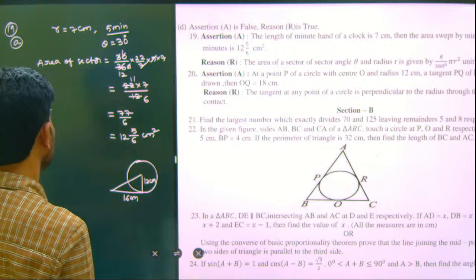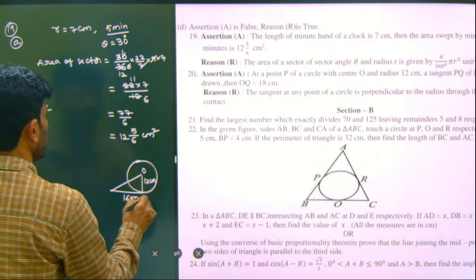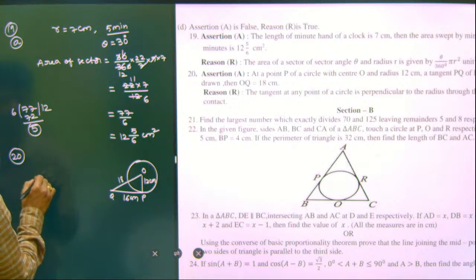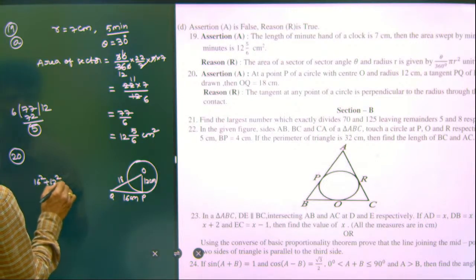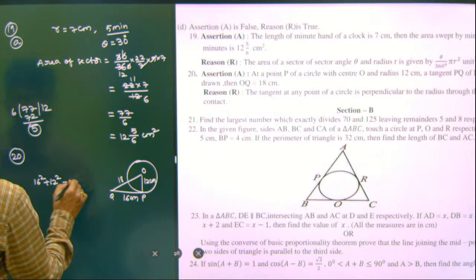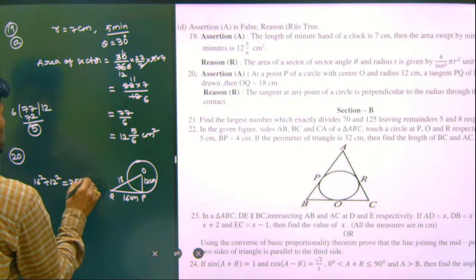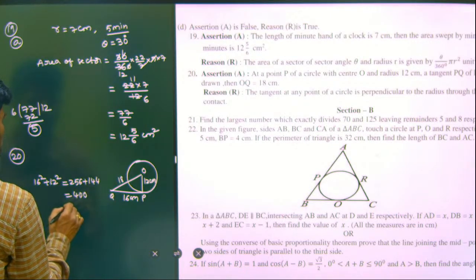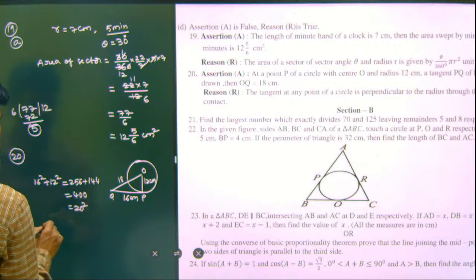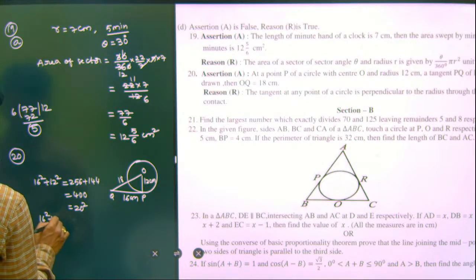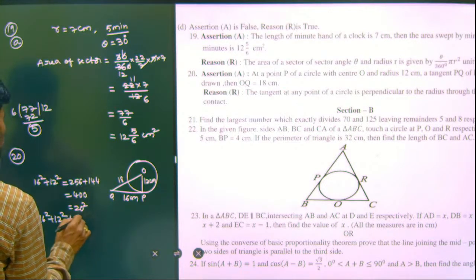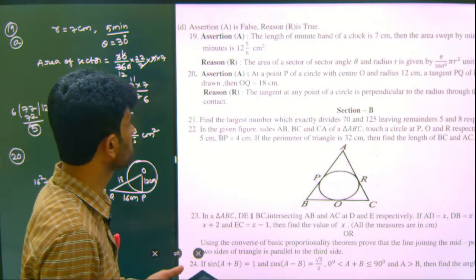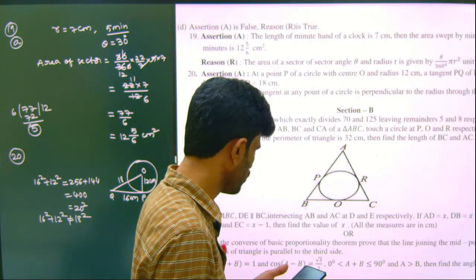And the distance is given 18 centimeters. Then you have to check whether 16 square plus 12 square is 18 square or not. 256 plus 144, how much? 400. So this is 20 square but not 18 square. So 16 square plus 12 square is not equal to 18 square. So assertion is false, reason is true.